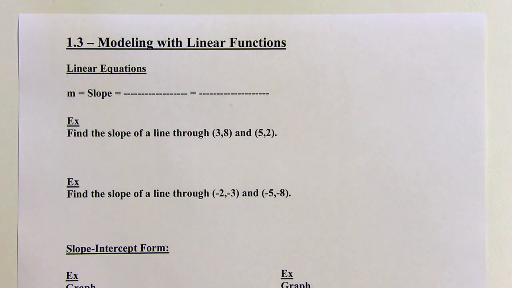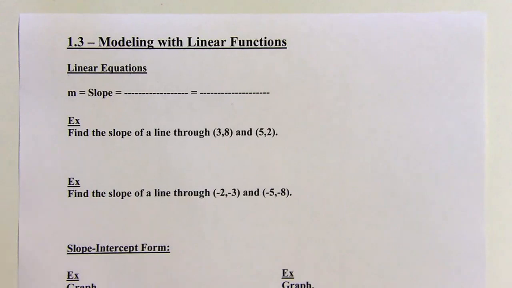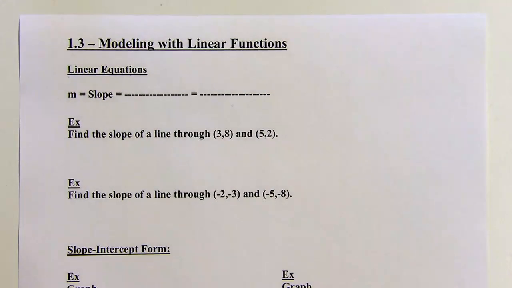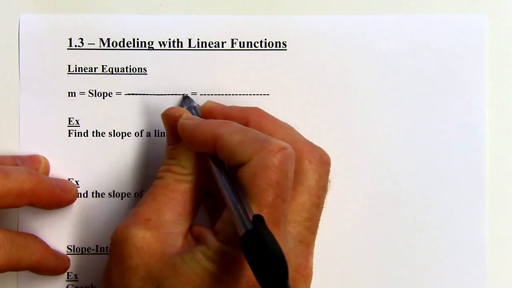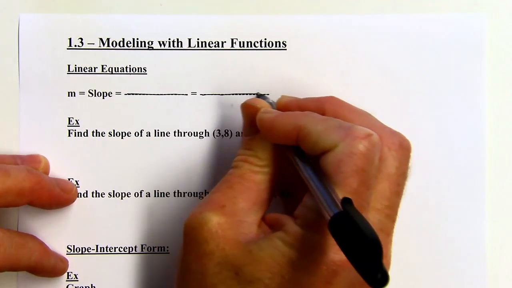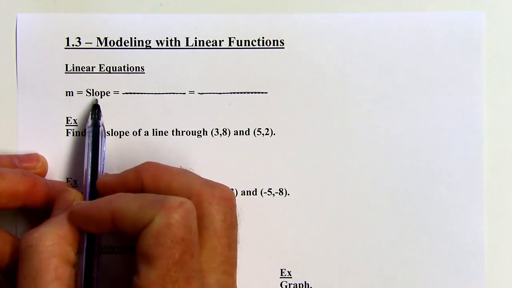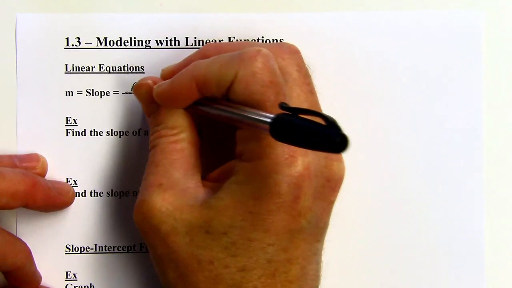Okay, 1.3 is called modeling with linear functions. So I'm going to talk about slope first. The slope of a line describes how tilted it is, the angle that it's at. These are supposed to be fraction bars here. Slope, we often use lowercase m for slope. And slope, you can think of it as the rise over the run.